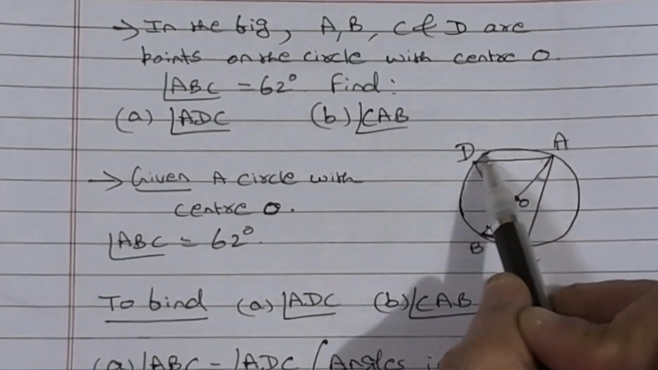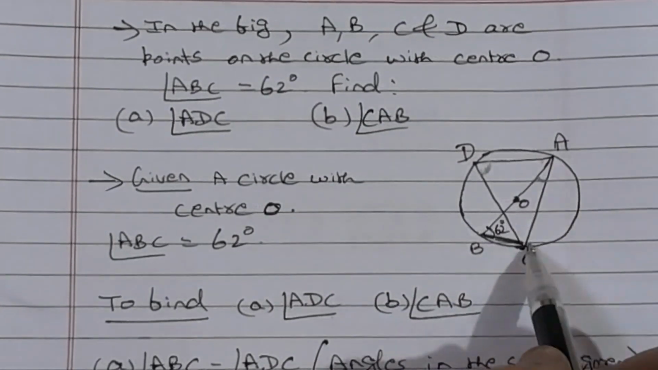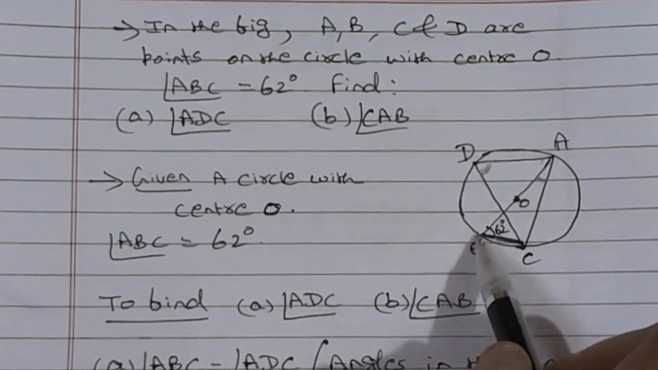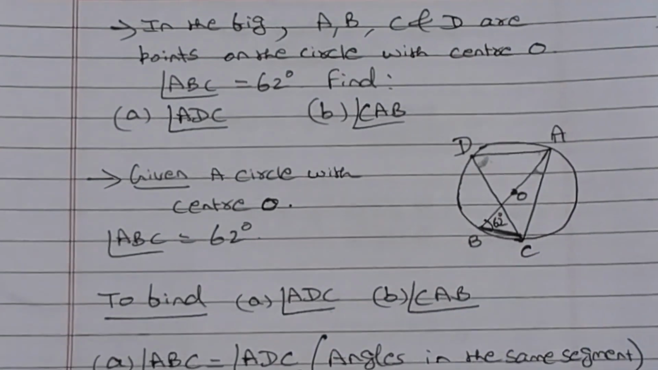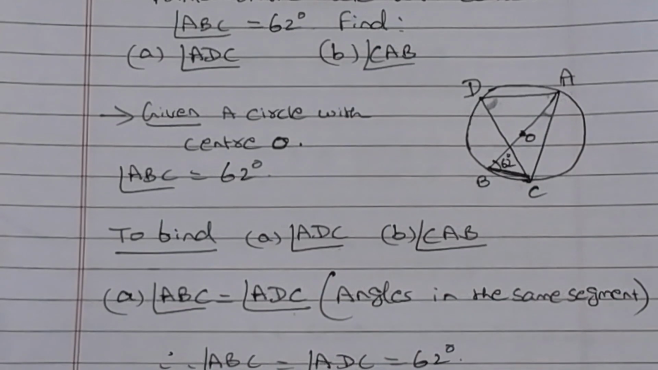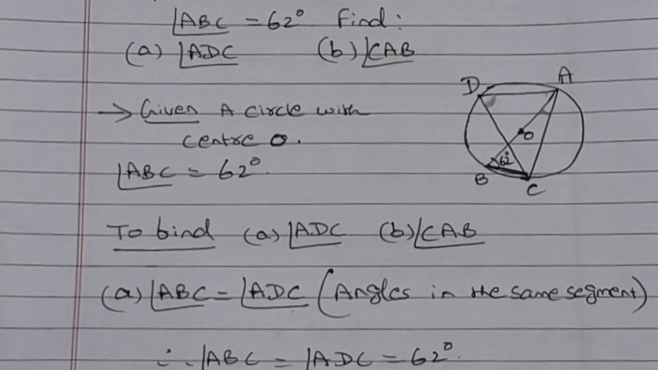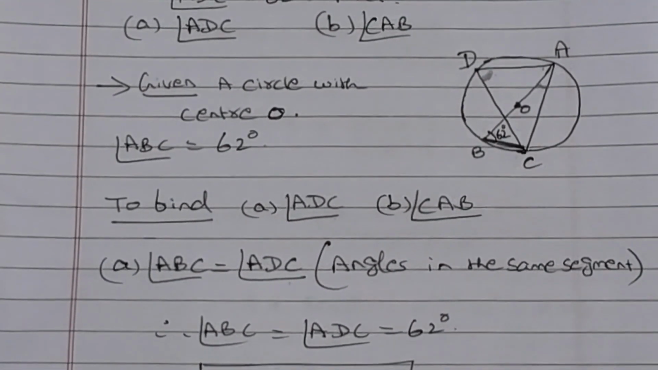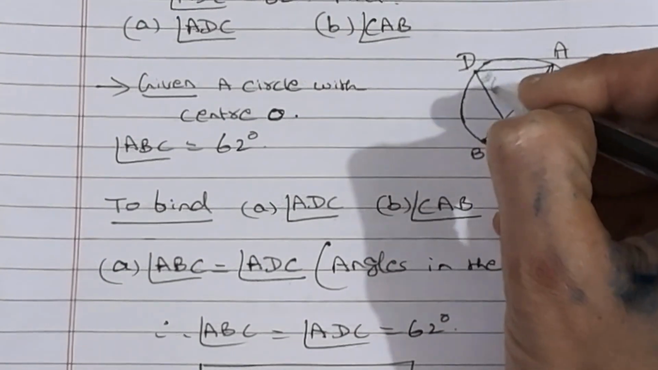Arc AC is making angle ADC and the same arc AC is subtending angle ABC, and both are made at the circumference. So you will use angles in the same segment. So angle ABC equals angle ADC, angles in the same segment. ABC is given as 62, so angle ADC is 62. So this is 62 degrees.